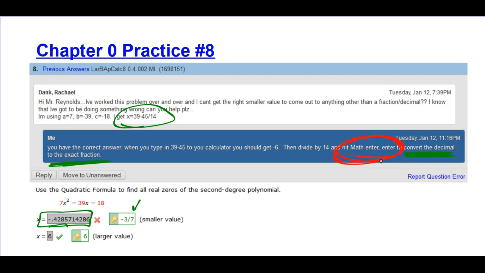So again, I'm going to continue teaching you how to use your graphing calculator, and you'll need one for this course. So go purchase a TI-84, and then I'll continue teaching you throughout the course.